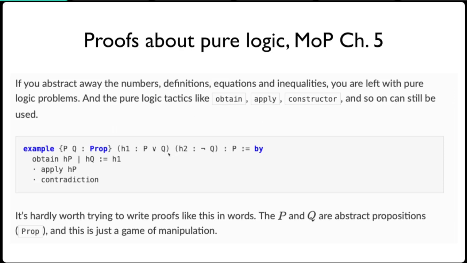This is P or Q, and not P implies Q. We can prove that purely logical statement by applying purely logical tactics in Lean, and we can close that goal and get a guarantee that this example is true. Professor Macbeth says it's hardly worth trying to write proofs like this in words. Like, why would you? The P and Q are abstract propositions, and this is just a game of manipulation.